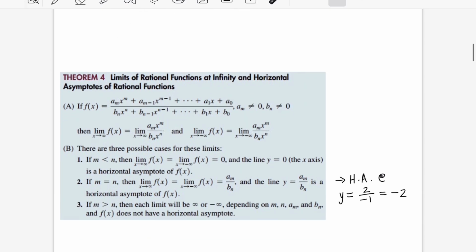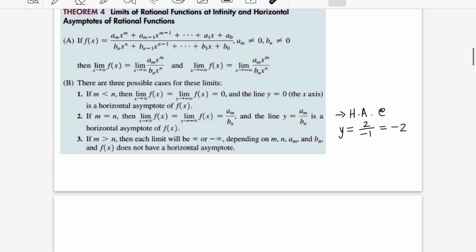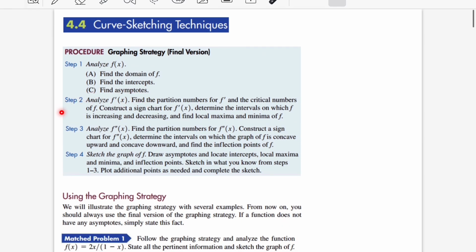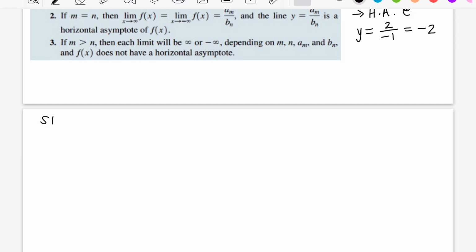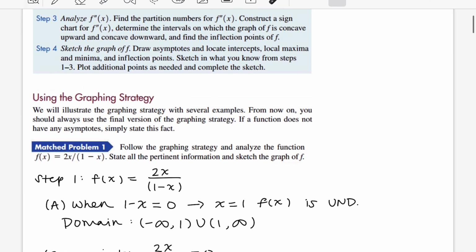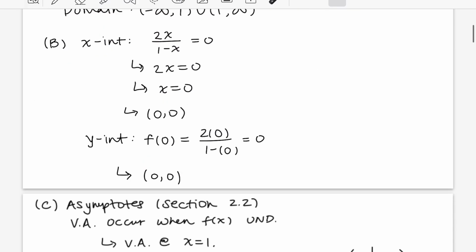All right, now let's do step 2 of our graphing strategy. So in that case, we're going to analyze our derivative. So the derivative of our function, we have a rational function here. What we can do is we can rewrite this with positive exponents and use our product rule. In this case, I'm just going to use our quotient rule.